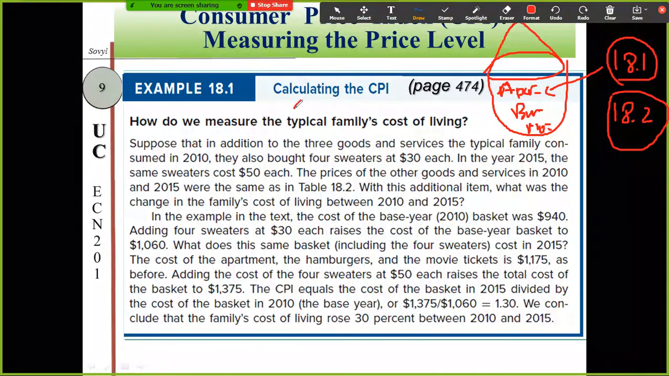We can find that the CPI with 2010 as the base year is equal to 100. The CPI for 2015, based on 18.1 and 18.2, not on the previous slide exercise, is 125. Now, the basket right now is not standard.